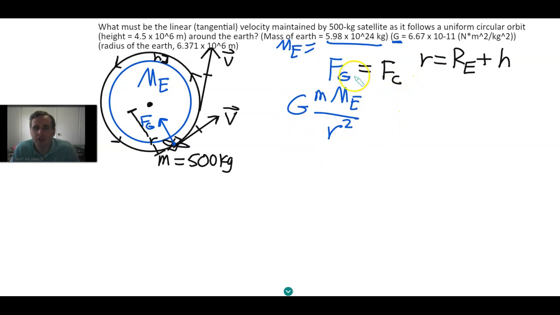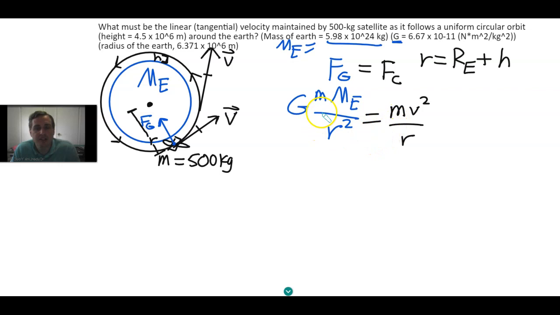So now we've got all the terms on the left-hand side. We know what this gravitational force is. Let's do the right-hand side. So the right-hand side, in terms of linear velocity, v, should be mv squared over r. That's our equation for centripetal force, mv squared over r.